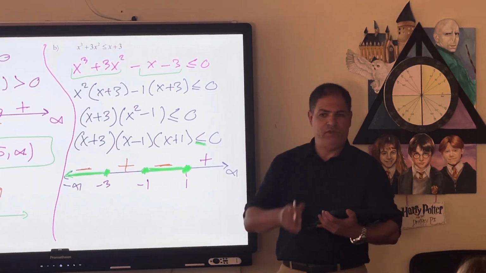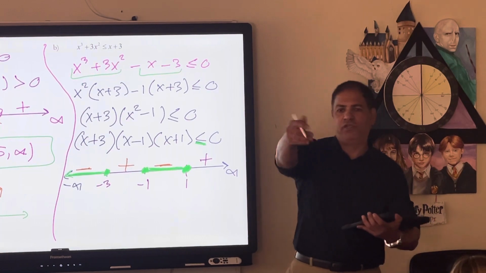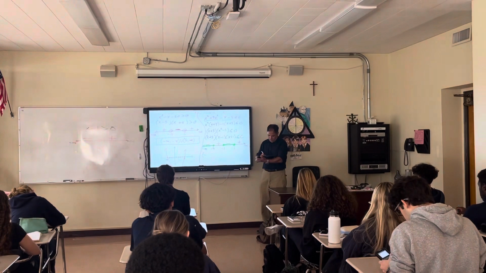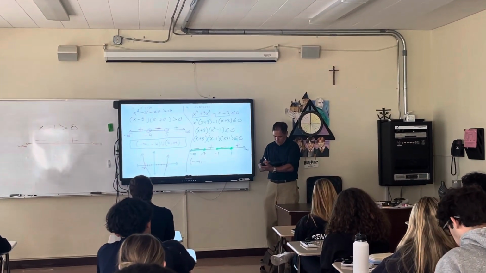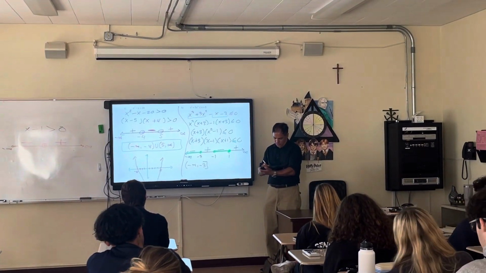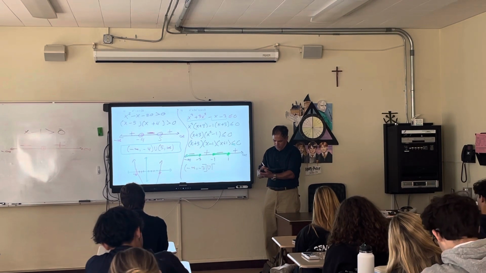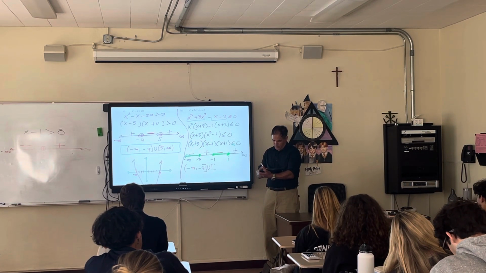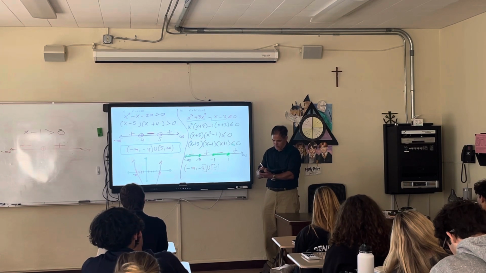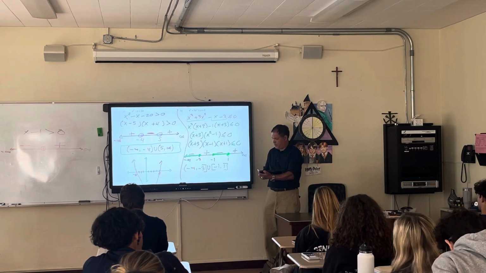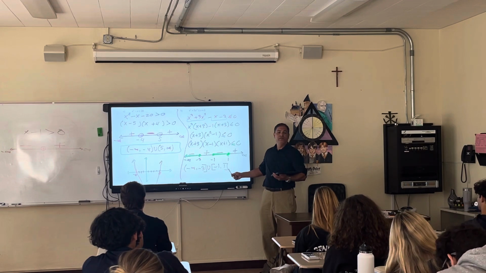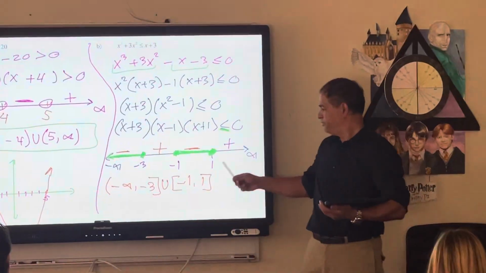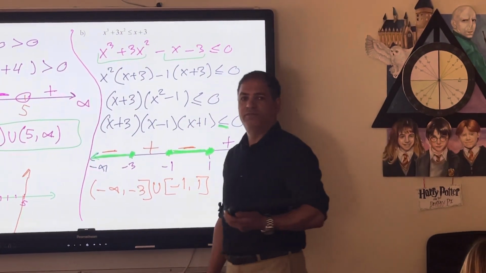Can anyone tell me what the solution is using interval notation? Can you say it loud, please? Parentheses, negative infinity, comma, -3, bracket, union, bracket, -1, comma, 1, bracket. Great. Is this correct? Yeah. So why brackets, not parentheses? Zeros. Yeah, because we have to include the zeros.